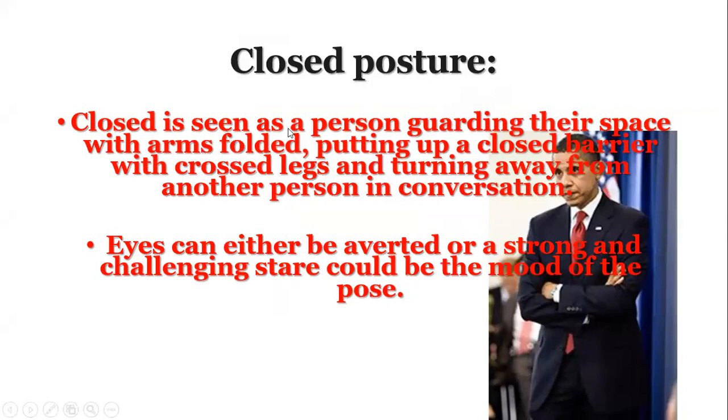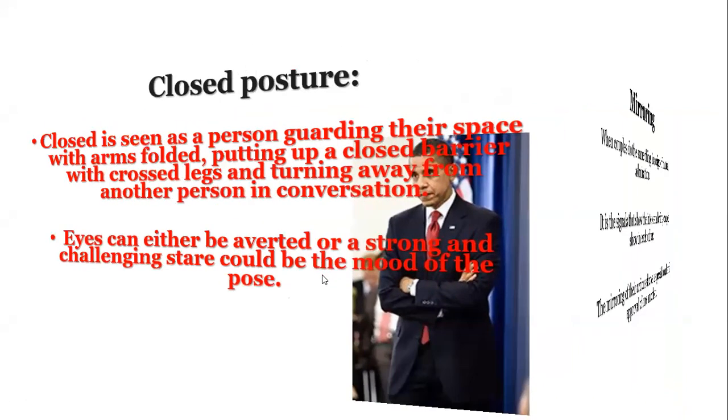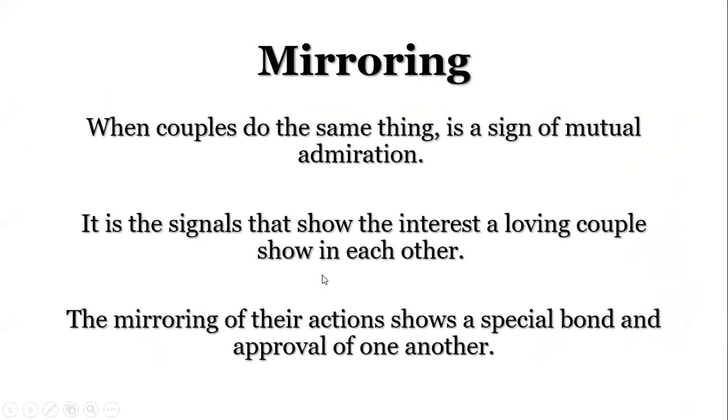All right, so let's go on to look at closed posture. Closed posture is seen as a person guarding their space with arms folded, putting up a closed barrier with crossed legs and turning away from another person in the conversation. That can happen when you're having a conversation with people. That's Barack Obama. Eyes can either be averted or a strong and challenging stare could be the mood of the pose.